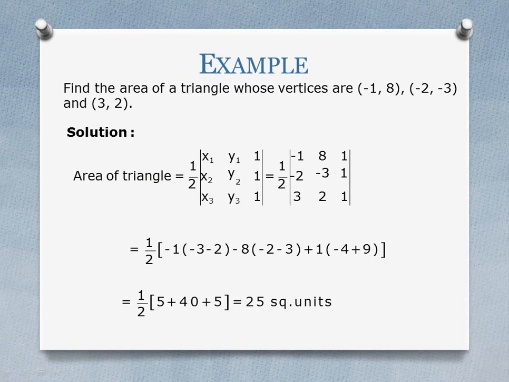Consider an example. Find the area of the triangle whose vertices are -1, 8, -2, -3 and 3, 2. So area of triangle will be 1 by 2 into determinant of -1, 8, 1, -2, -3, 1, 3, 2, 1. Solve this determinant to get the answer, and the value of this determinant divided by 2 will be the area of the triangle, which is equal to 25 square units.